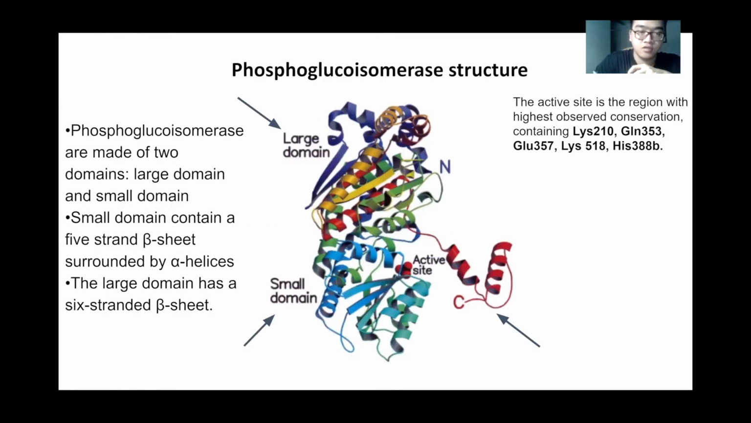On this picture, you can see that phosphoglucoisomerase has a large domain, the small domain, and the active site. The small domain contains a 5-strand beta sheet surrounded by alpha helix, and the large domain has a 6-strand beta sheet. As mentioned in the previous slide about the mechanisms, the active site is in the interface of the large domain and the small domain, and is the region with highest observed conservation, containing several amino acid residues.